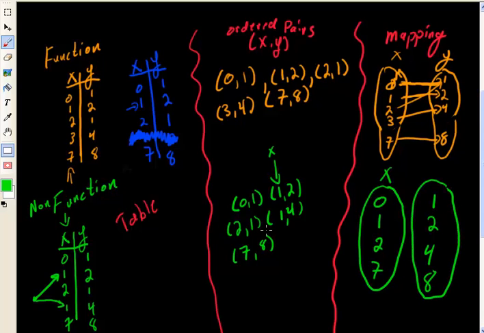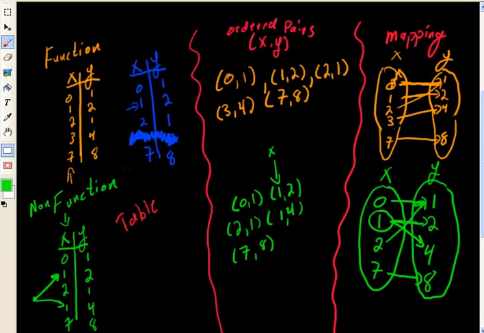Notice I don't repeat the number that happens twice. I just draw my arrow to it. So 0 goes to 1, 1 goes to 2, 2 also goes to 1, but then 1 also goes to 4, and 7 goes to 8. So this number right here, this one is causing this to not be a function.